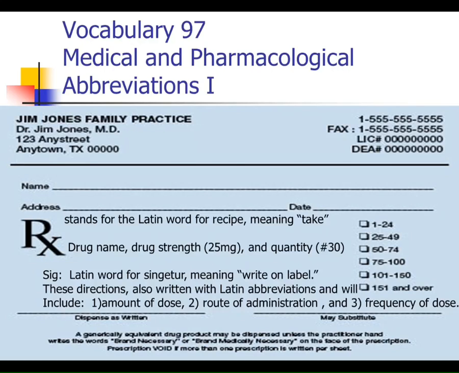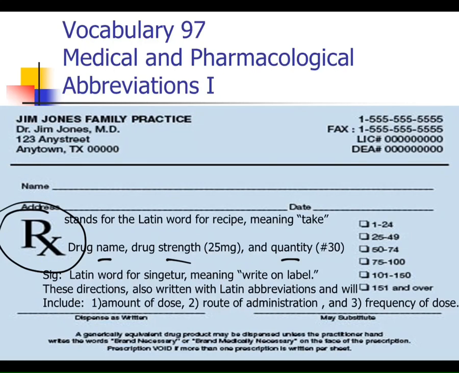You'll see the RX. Now, RX stands for the Latin word meaning recipe, which basically is telling you to take this. It'll include the drug's name, the strength of the drug, the dose, 25 milligrams or something like that, and how many the doctor is prescribing. If you're taking it once a month and it's a long-term med, you get 30 of them. If it's twice a day, you would get 60 of them.